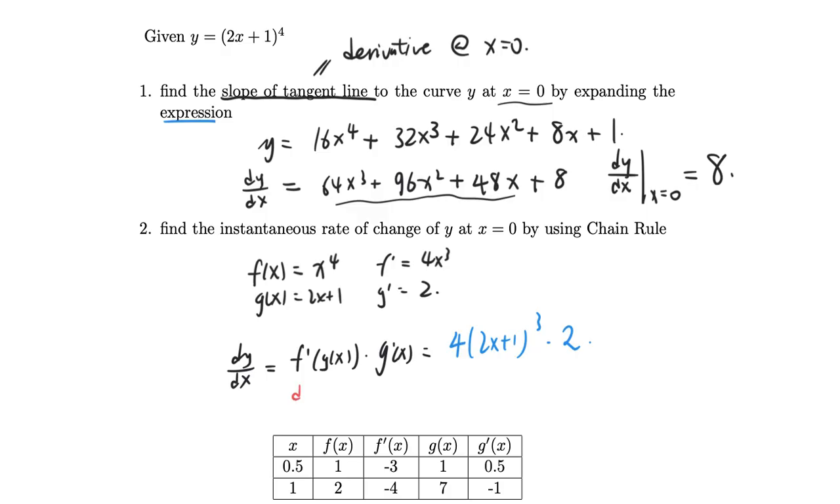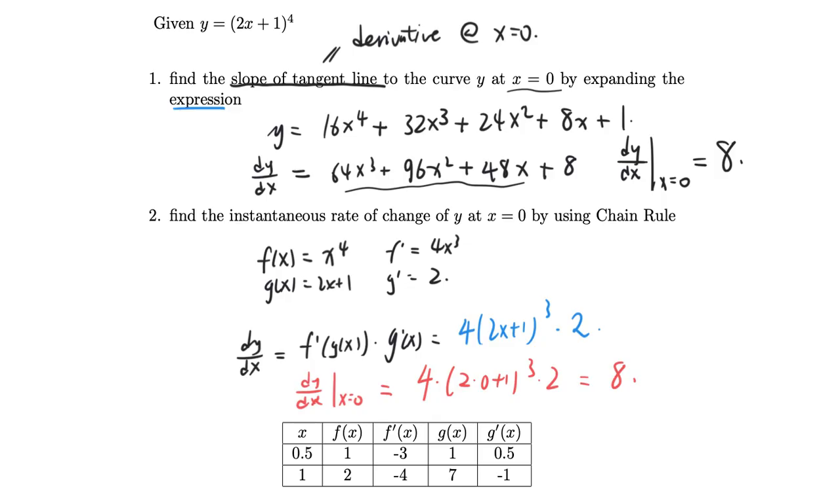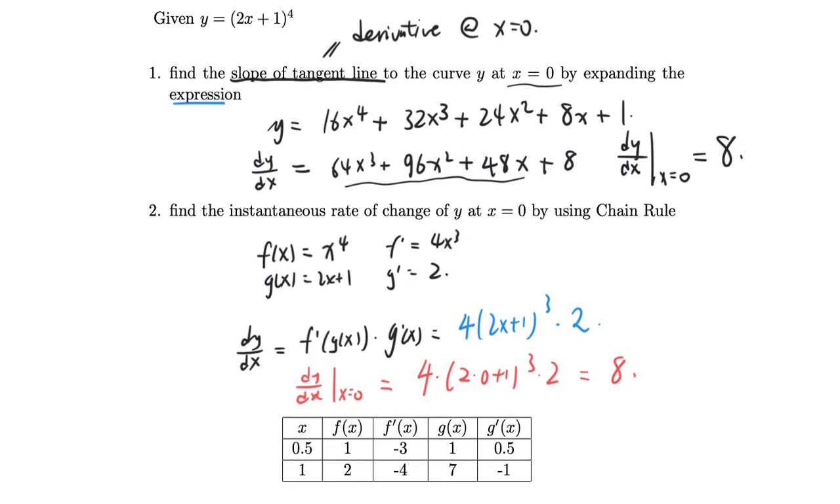Then immediately we can just plug in x equals 0. So dy over dx at x equals 0 is equal to 4 times 2 times 0 plus 1 cubed times 2, and that's equal to 8. So here we just showed two different ways of finding the derivative, and evidently the chain rule seems to be faster because if you had something that has even greater power, let's say this was something like 7 or 8 or 9, then it would be insane to compute with expanding.